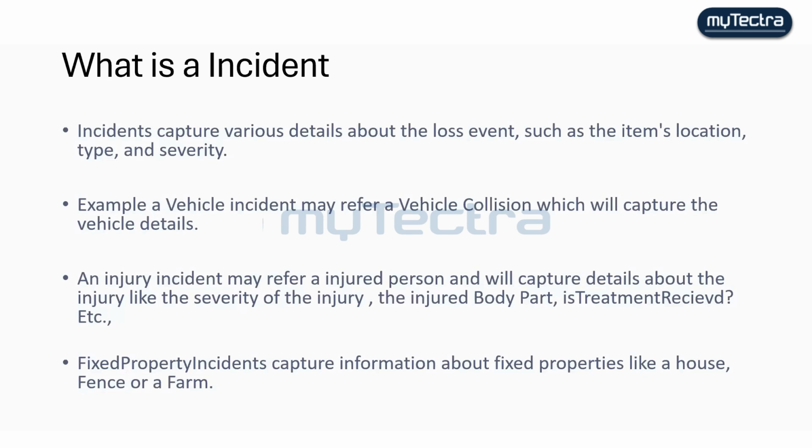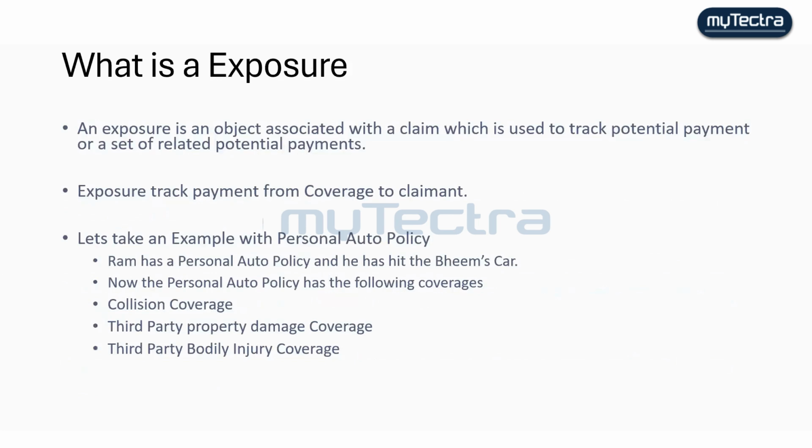Some incident screens will be very simple. In the case of a vehicle, you have a lot of details to capture. In the case of injury, you have a lot of details. But for fixed property, it is what happened and where is the location. So this is the incident. Basically you got the incident. Next is exposure, which is the main thing.